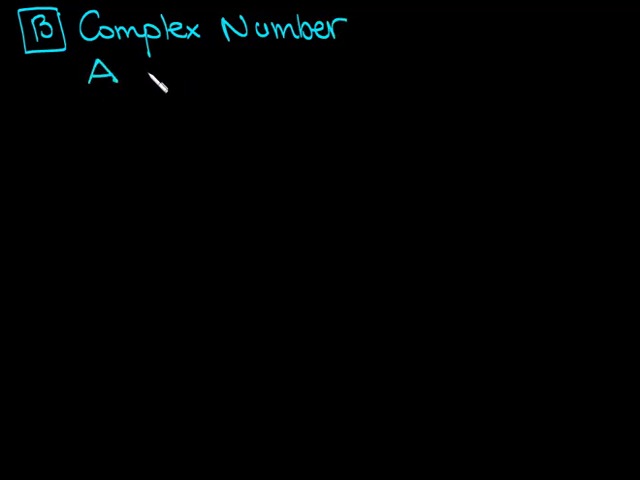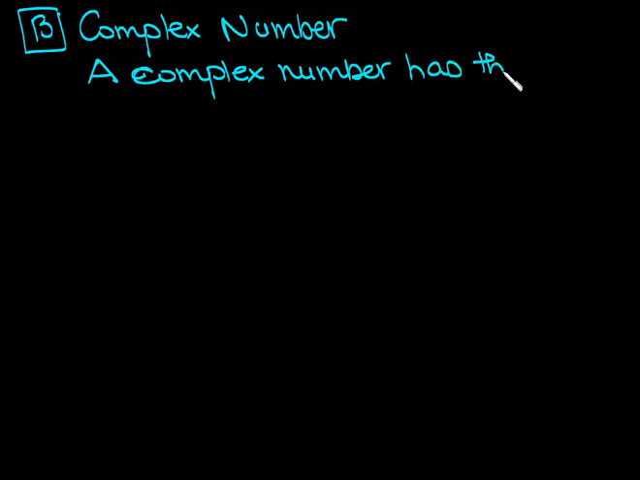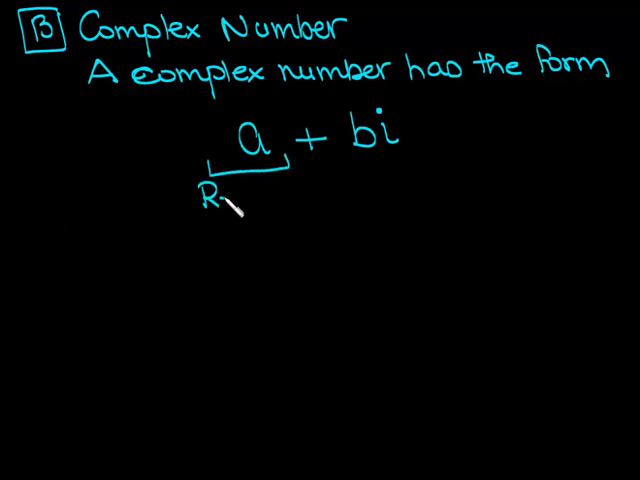A complex number has the form a plus bi. So the complex number always has this form, a plus bi, where a and b are real numbers, and a is called the real part, and this term with the i is called the imaginary part.